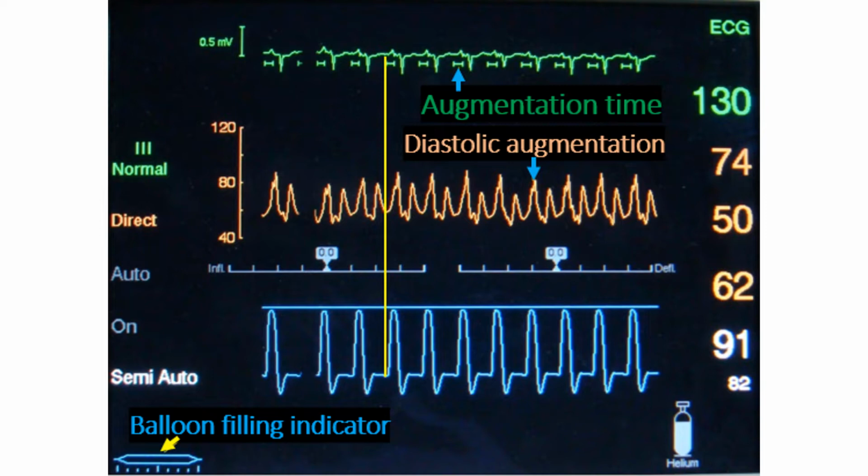A live visual indication of balloon inflation will also be there in the balloon inflation indicator at the bottom of the screen when the IABP is operational. Any of several types of triggers can be used for timing inflation in diastole.